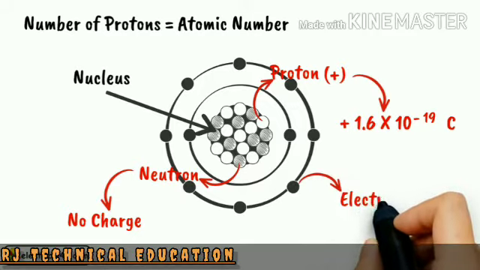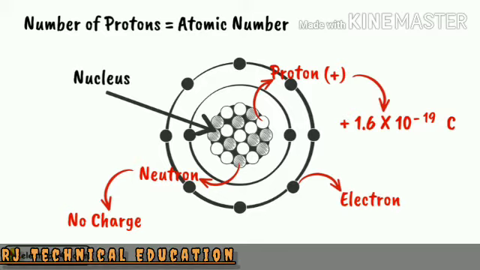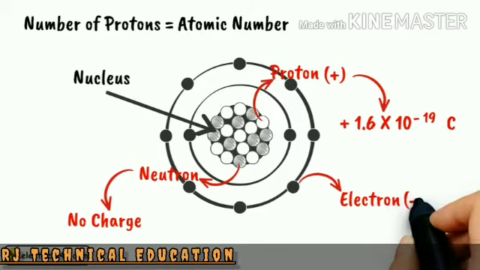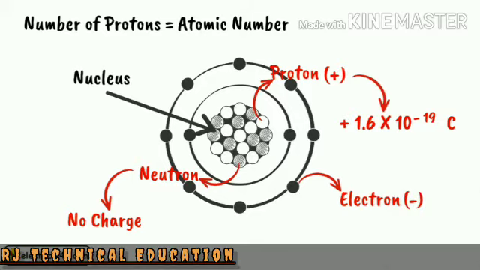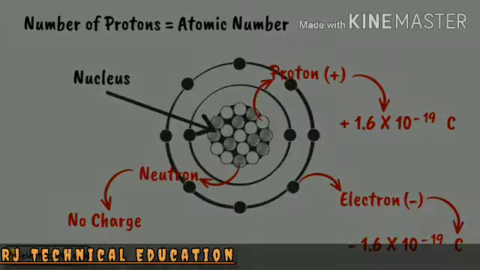Now we will focus on electrons. The electrons are negatively charged particles present in the atoms. The charge on each electron is minus 1.6 into 10 to the power minus 19 coulomb. These electrons surround the nucleus. Some facts about electrons in an atom are listed and explained as follows.